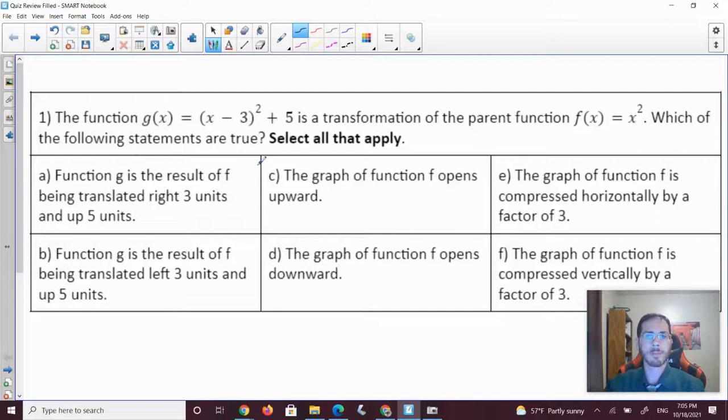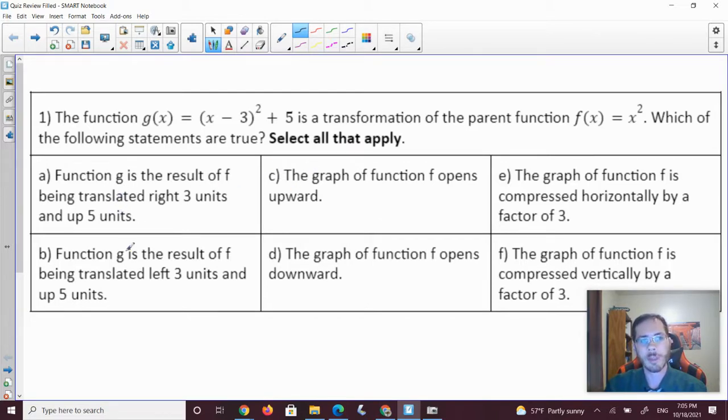All right, so this is the Unit 2 quiz. So first we'll start with number 1. Function g of x is (x minus 3) quantity squared, plus 5, a transformation of the parent function f of x equals x squared. Which of the following statements are true? Select all that apply. So we've got to check all of them.